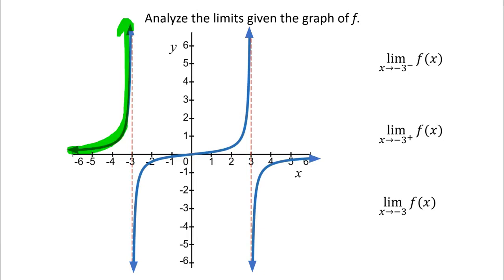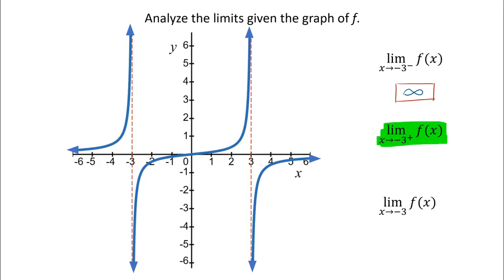Let's take a look at this graph, and let's analyze the limit as x approaches negative 3 from the left. As we approach negative 3 from the left, we notice that we're approaching a vertical asymptote. Where is the graph of our function tending towards as we approach negative 3 from the left? It's tending to positive infinity. So we would describe this limit as approaching positive infinity.